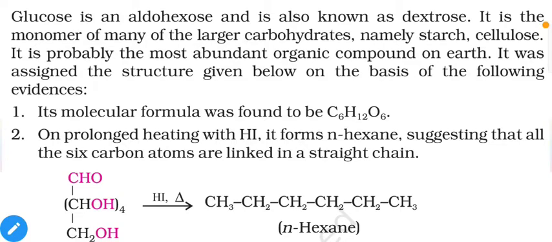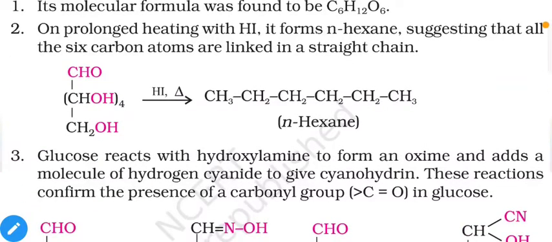It was assigned the structure given below on the basis of the following evidence. First of all, the molecular formula was found to be C6H12O6. It is easy to find. Next, prolonged heating with HI forms n-hexane, suggesting that all of the 6 carbon atoms are linked in a straight chain. In this simple reaction, when we heat organic compounds with HI, you will get carbon chains as alkanes.